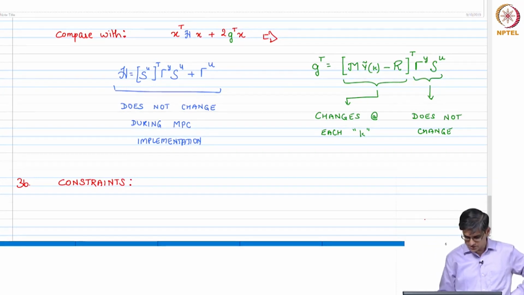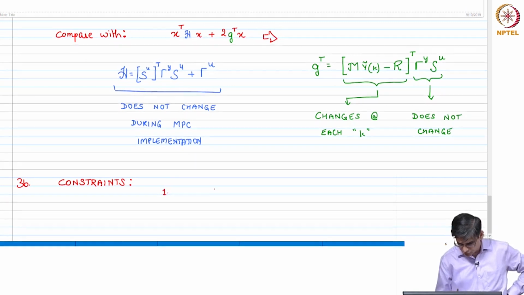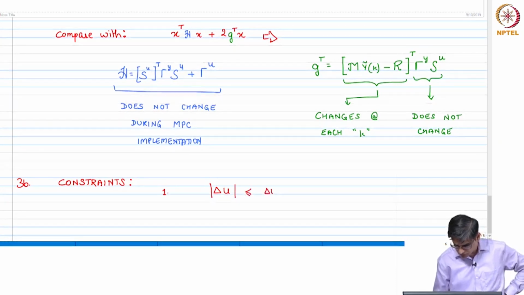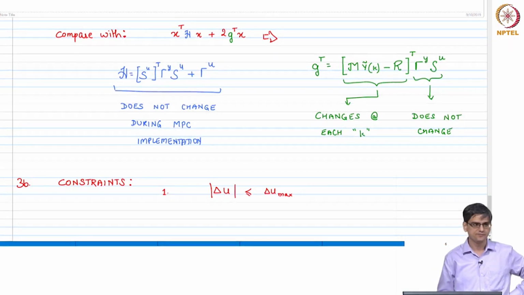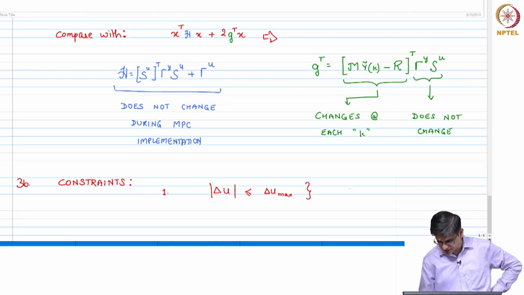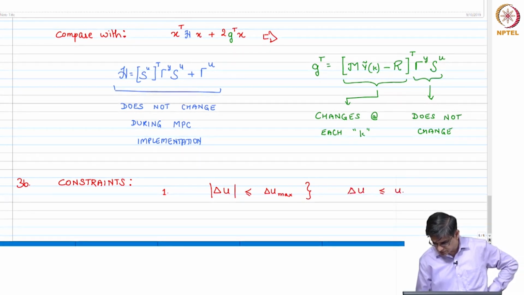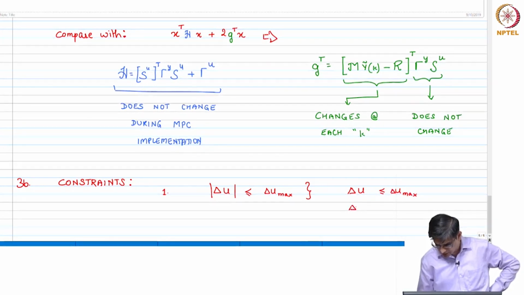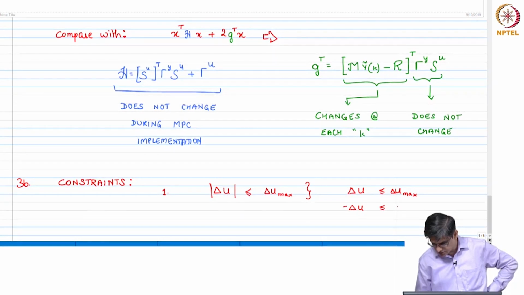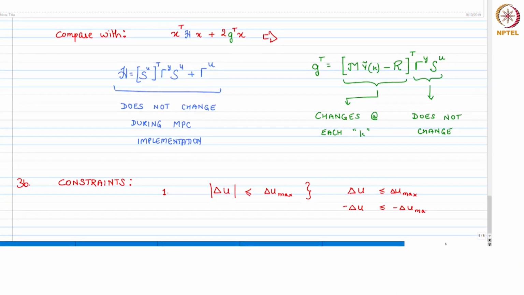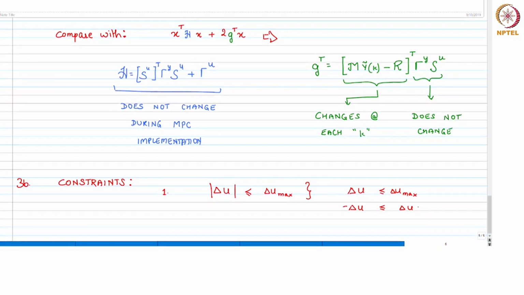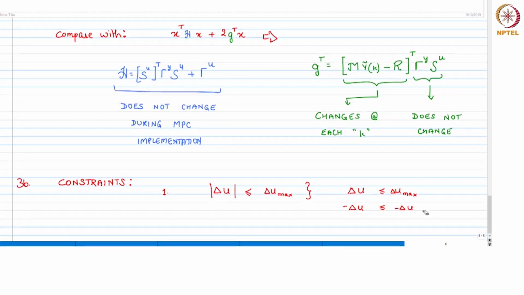Okay. So, the constraints are, the first one is input rate constraints, which means delta u should be less than or equal to delta u max, which can be written as delta u less than or equal to delta u max and minus delta u less than or equal to minus delta, or sorry, delta u min, which is again minus delta u max.